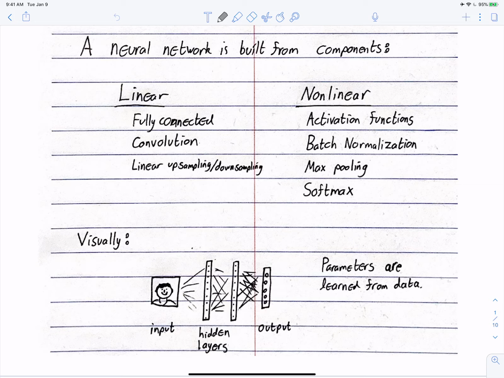So this neural network is going to have a series of parameters. And these parameters will be like the coefficients of the linear transformations for linear operators, or there may even be parameters for nonlinear components, which we'll talk about in a bit.